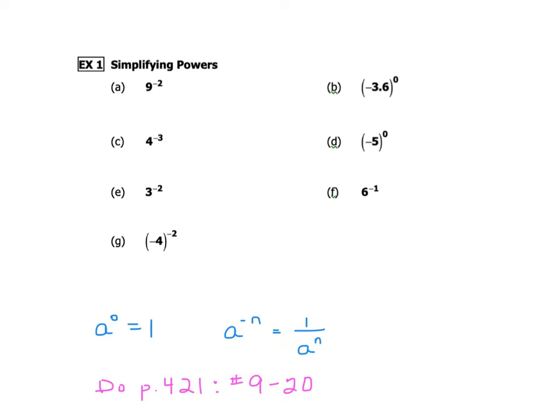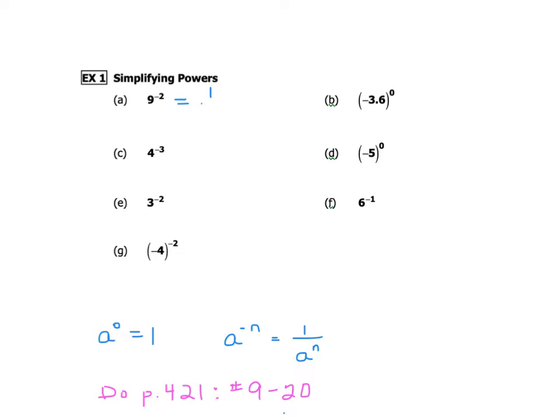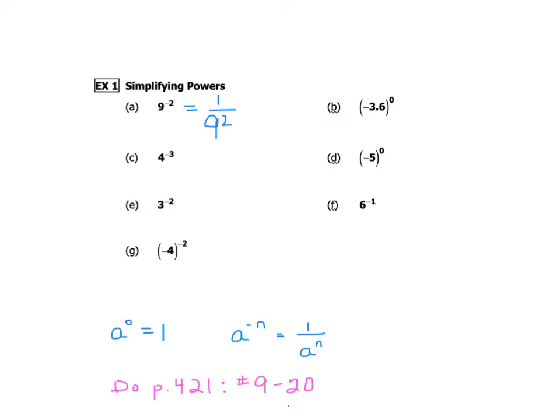So our first example, example A, is 9 to the negative 2 power. We want to switch this so it has a positive exponent. So we are going to use our negative exponent rule, and we are going to switch this to 1 over 9 squared, okay? Using our negative exponent rule, 9 squared is 81. So this is 1 over 81.